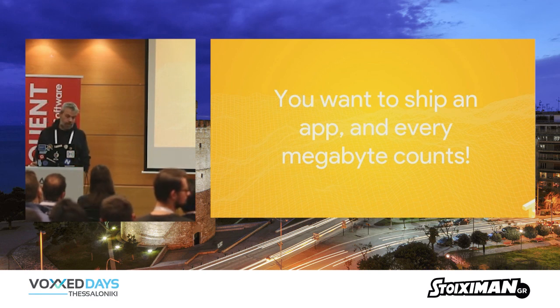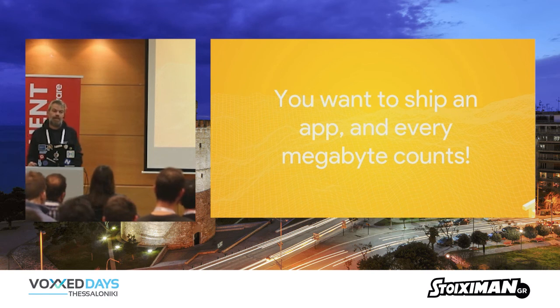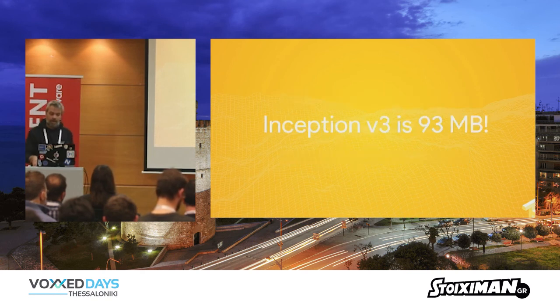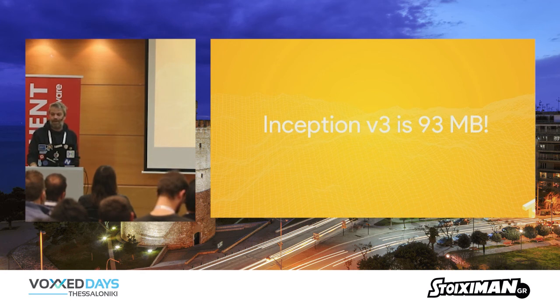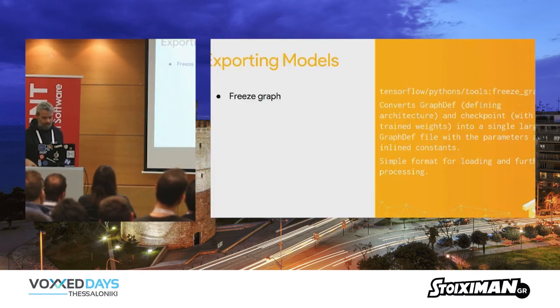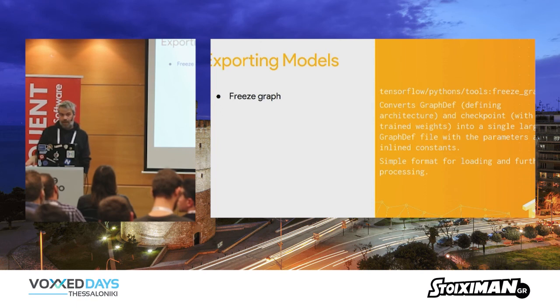You know that as a mobile developer, you need to make an app that is not heavy for the user to download. And Inception v3 is 93 megabytes, which means that it's heavy and it's not really a user-friendly app. But there are a few tools that you can use in order to make your app lighter and quicker.